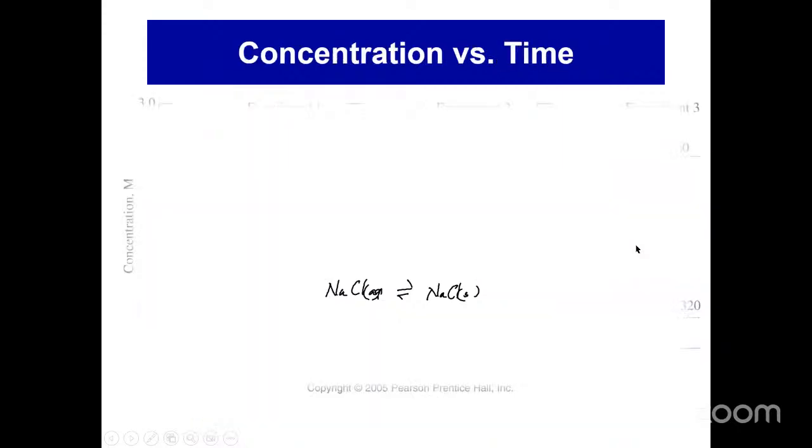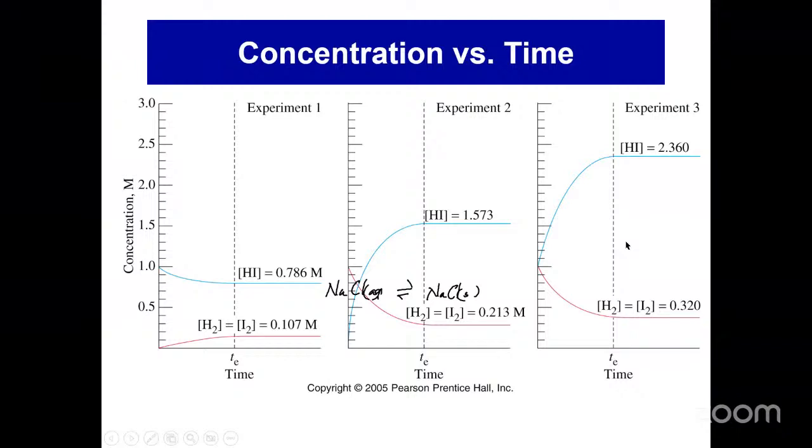Okay, so let's look at some more quantitative aspects of equilibrium. What is being represented here is a plot of concentration versus time for different components in a reaction. The reaction that we're talking about is hydrogen iodide decomposing to form H2 plus I2. This is the equation that we're talking about, so that's the reaction that we'll be looking at here.